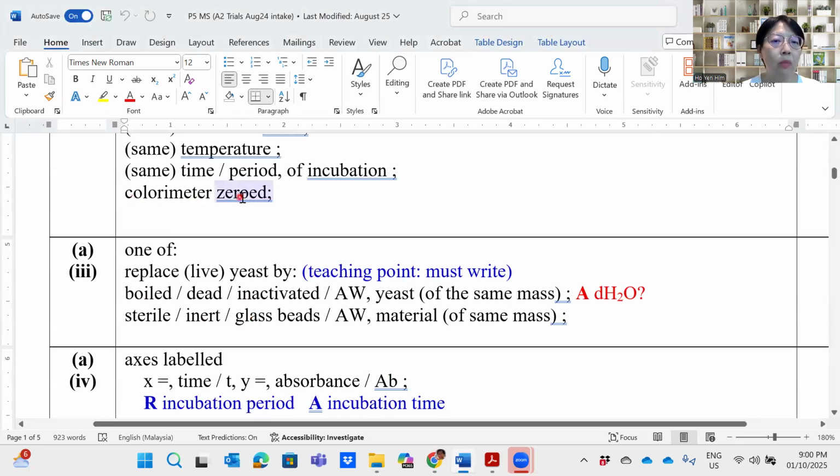So all these are standardized. I really like this one. Colorimeter zero is also standardized. You standardize the value for zero as what color. Okay?